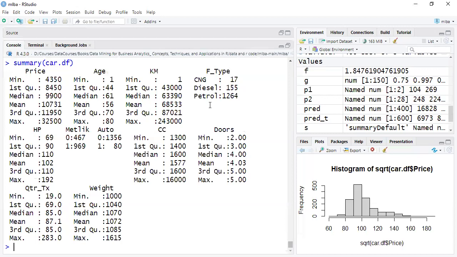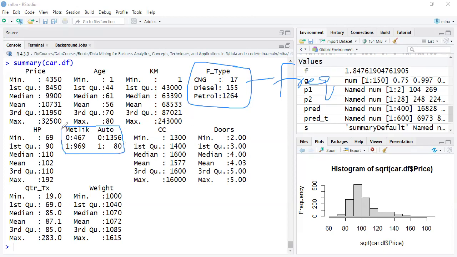Kilometer, fuel type. Very interesting thing, fuel type is not numeric. So for the fuel type, what do you have? For fuel type, you have a frequency table. How many CNG cars you have in this data set, how many diesel cars you have, how many petrol cars you have. Similarly, these two variables are also not numeric variables. These are factor variables. We converted them to factor variables.